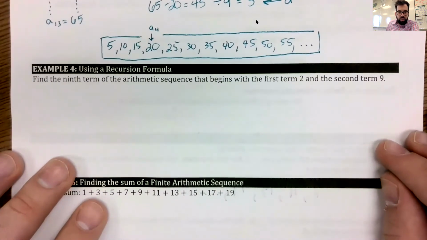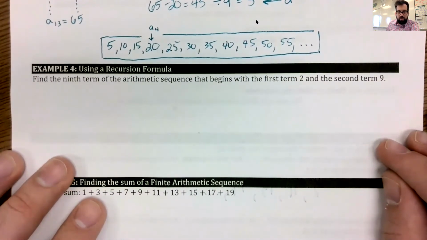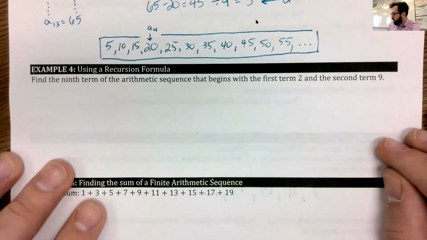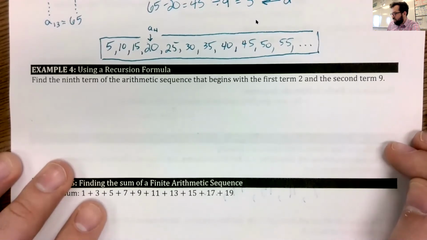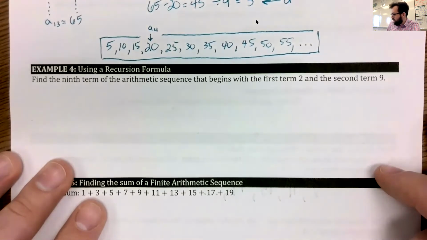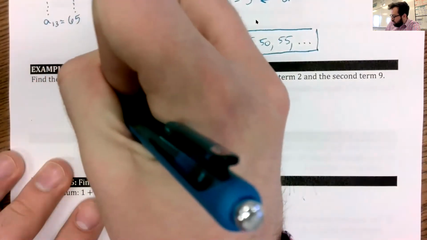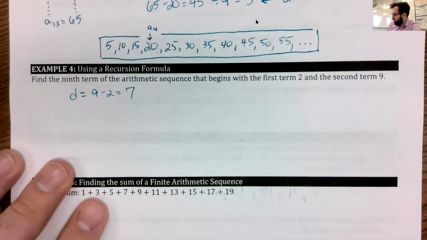All right, example 4, using a recursion formula. Find the 9th term of the arithmetic sequence that begins with the first term 2 and the second term 9. So recursion means that the consecutive terms are defined by the terms that come before them, like the Fibonacci sequence that we looked at. So in this question, we're given the first two terms, and we're not given the common difference. But with an arithmetic sequence, the common difference isn't that hard to figure out, right? If we have two terms in a row, I can just do 9 minus 2, and now I know that the common difference is 7.